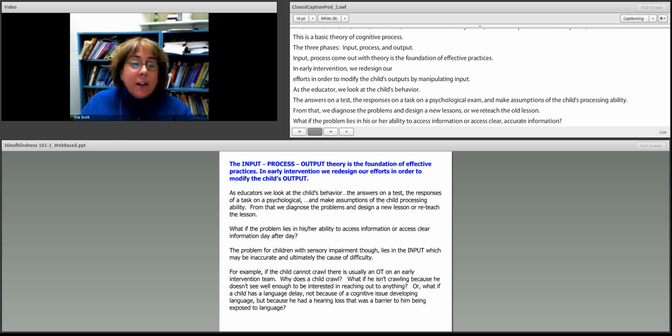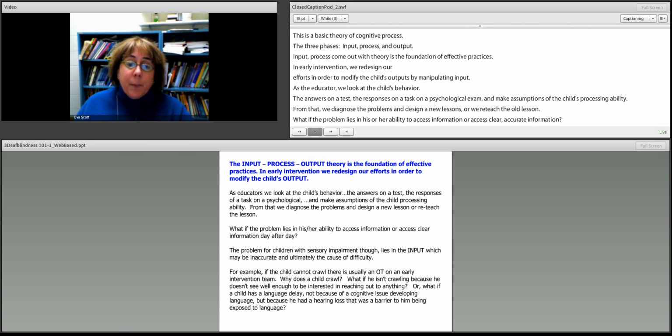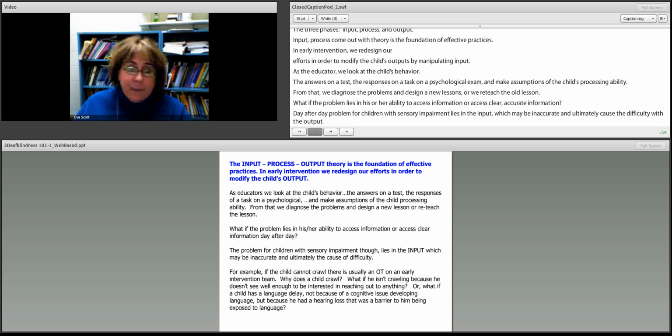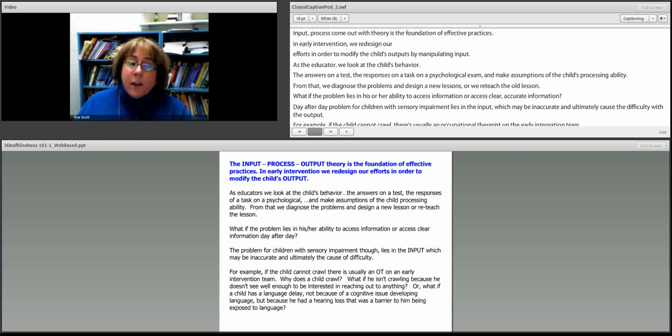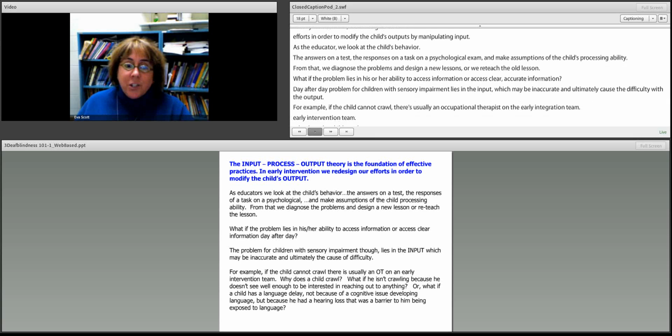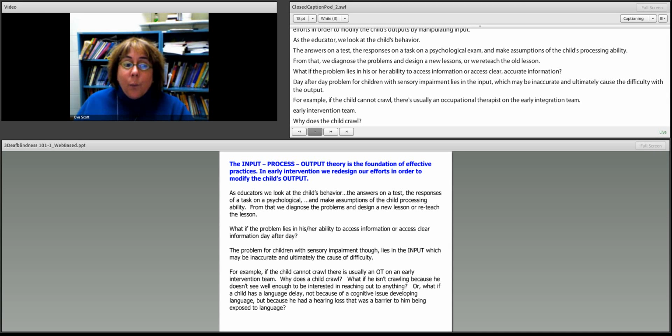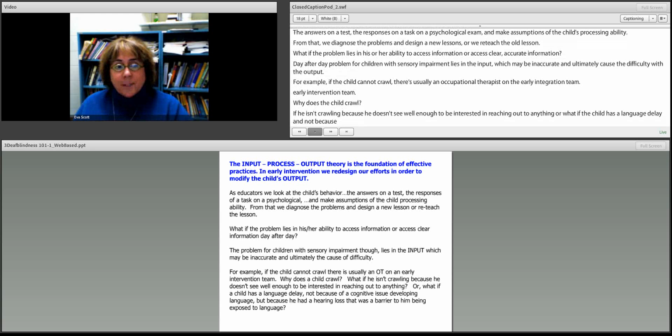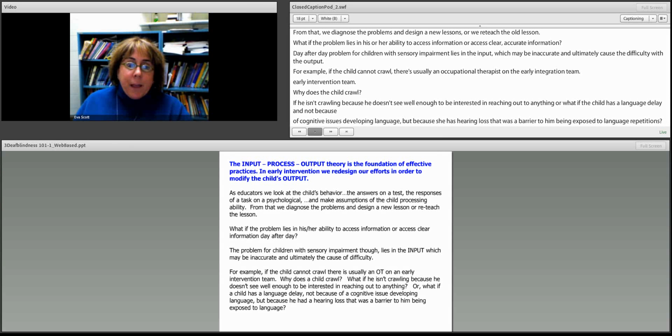For example, if a child cannot crawl, there is usually an occupational therapist on the early intervention team. Why does the child not crawl? If he isn't crawling because he doesn't see well enough to be interested in reaching out to anything, or what if the child has a language delay, not because of cognitive issues developing language, but because he has hearing loss that was a barrier to him being exposed to language repetitions. Those are examples of input issues that impact the output.